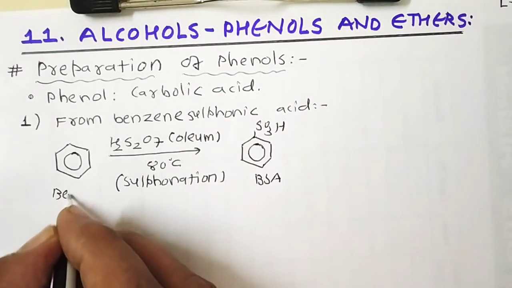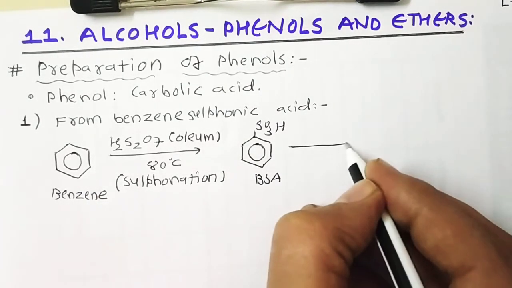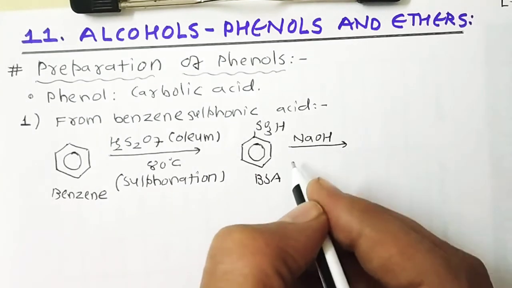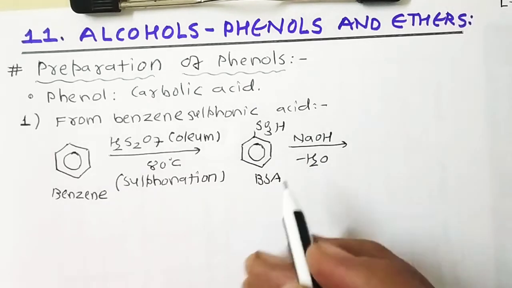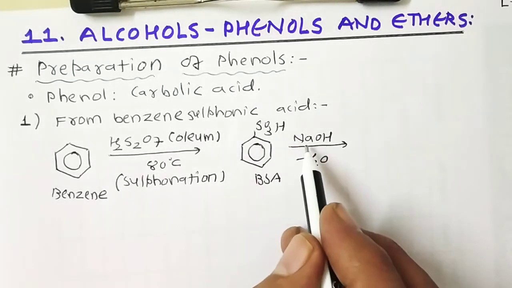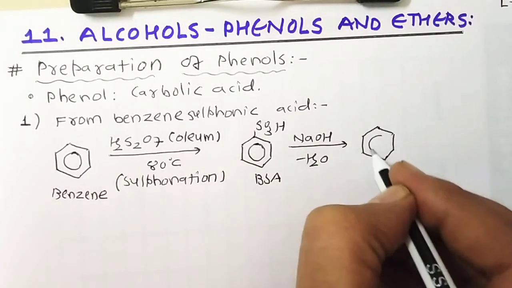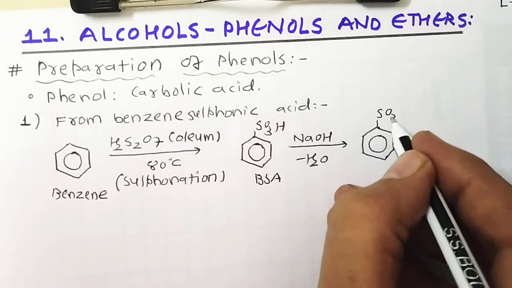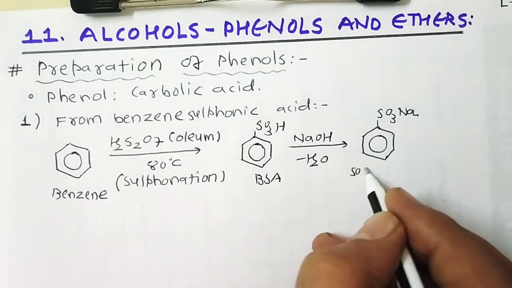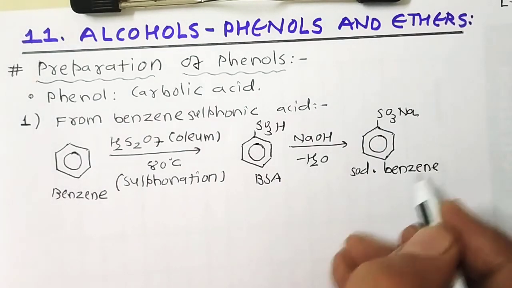So first we have to prepare benzene sulfonic acid from benzene. Now afterwards comes the fusion process, which is also a type of neutralization process. We know that this benzene sulfonic acid, with SO3H, is acidic in nature, so definitely it reacts with sodium hydroxide and is converted into SO3Na. The name of this compound is a salt, sodium benzene sulfonate.